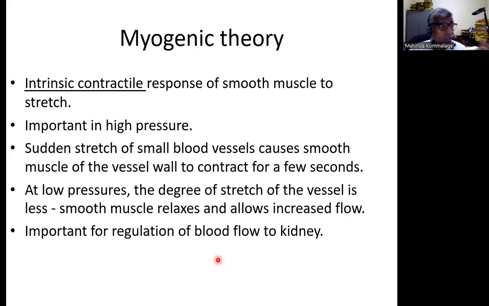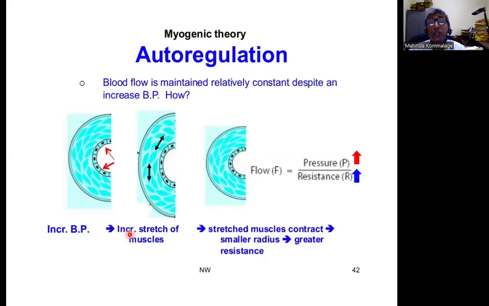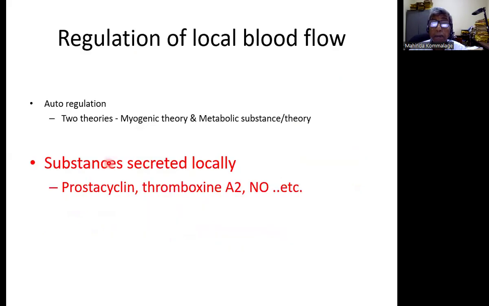And in addition to metabolites, there's a theory called myogenic theory, which is not very important, operating mainly in the renal blood flow. It's a separate concept. I will not explain in detail. You can read that. Remember something called myogenic theory. It basically says when the blood flow reduces, the stretch is reduced, and it will dilate blood vessels and make it high blood flow.